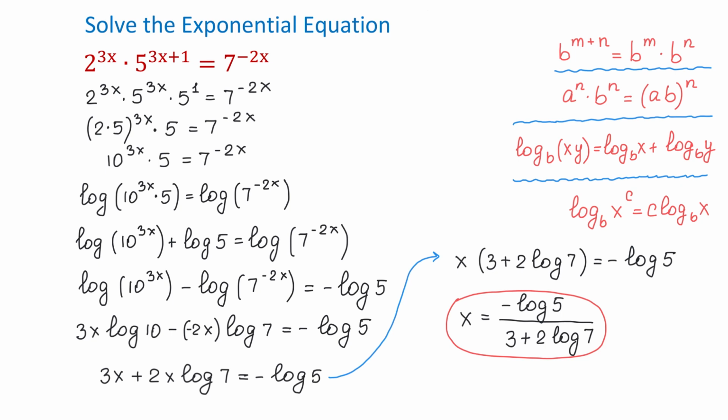With some of the calculators, we might need parentheses around the denominator, then x will be approximately negative 0.149.